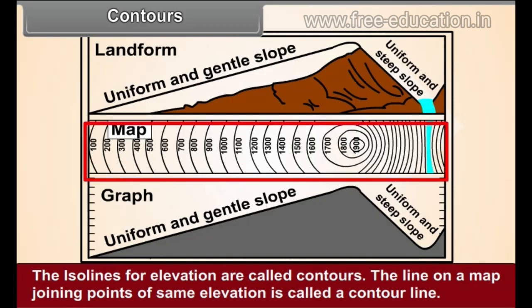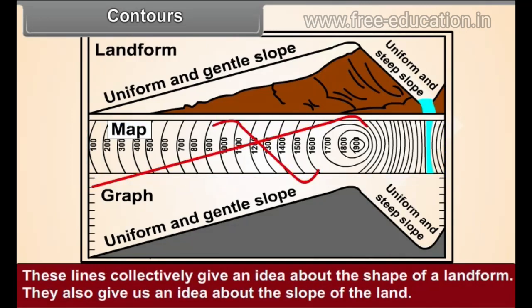Contours. The isolines for elevation are called contours. The line on a map joining points of same elevation is called a contour line. These lines collectively give an idea about the shape of a landform. They also give us an idea about the slope of the land.